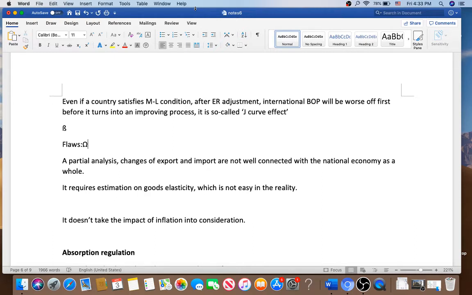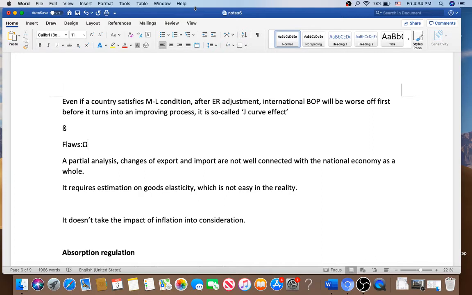So it only sees a balance of payments change, but it doesn't relate the balance of payments change to the national income as a whole. That's the flaw. It also requires the estimation of the goods elasticity, which is not easy in reality. It doesn't take the impact of inflation into consideration.